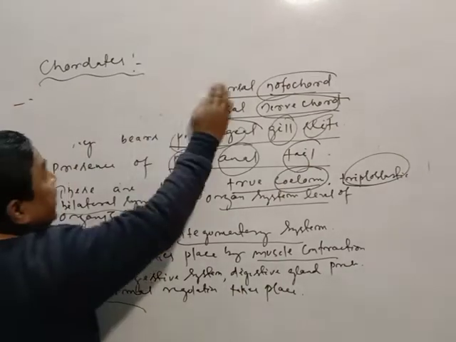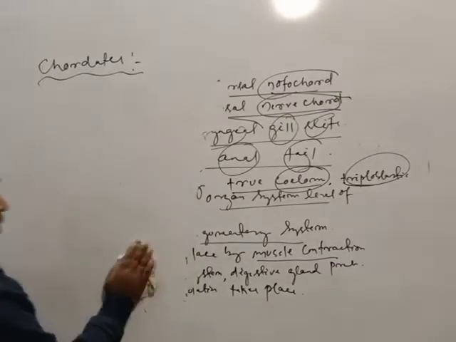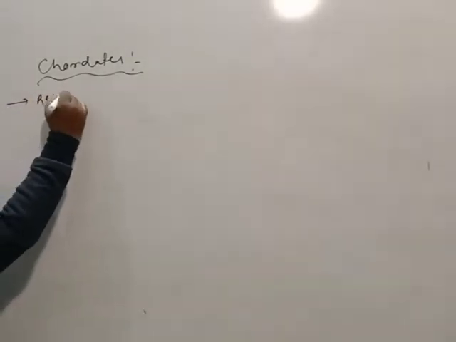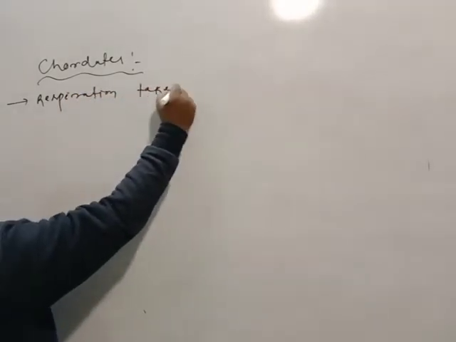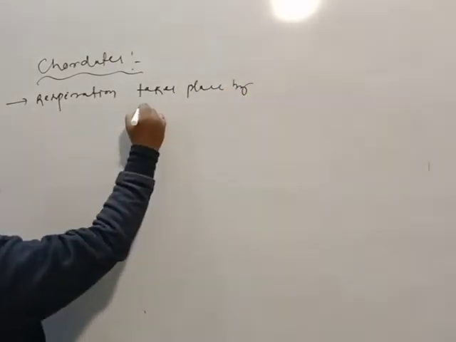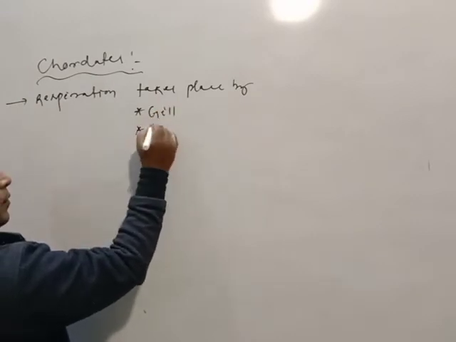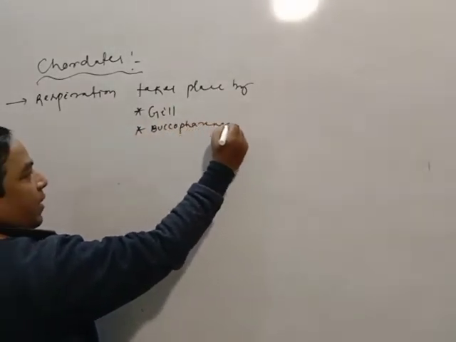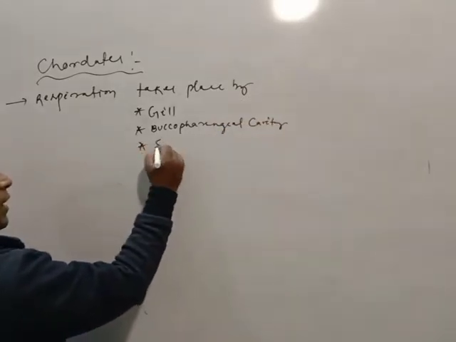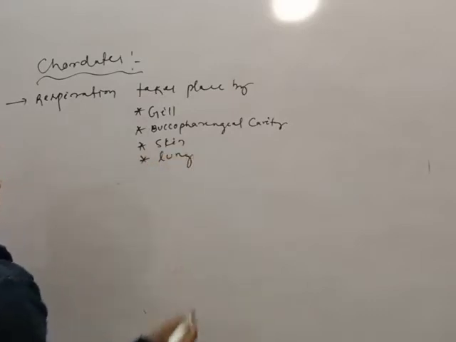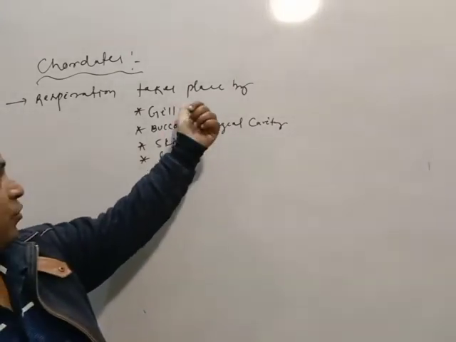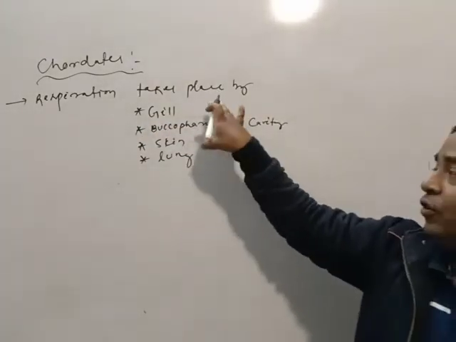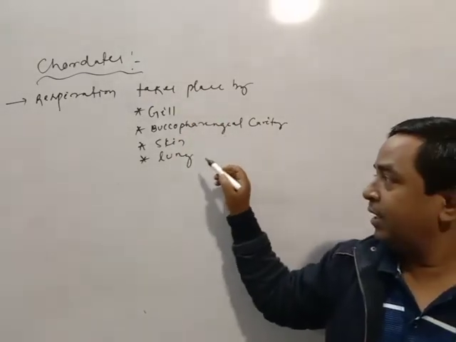Now, chordates are in all respects advanced than non-chordates. So respiration takes place by gill, pharynx, or you can say buccopharyngeal cavity, skin, lungs. When an organism respires through gills like fish, it is called branchial respiration. When respiration takes place through the buccal cavity, this is pharyngeal. Then skin is cutaneous, lungs pulmonary.